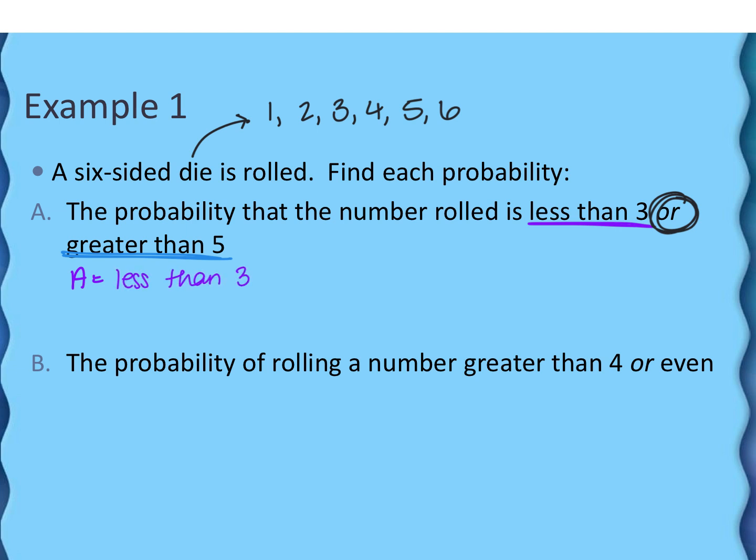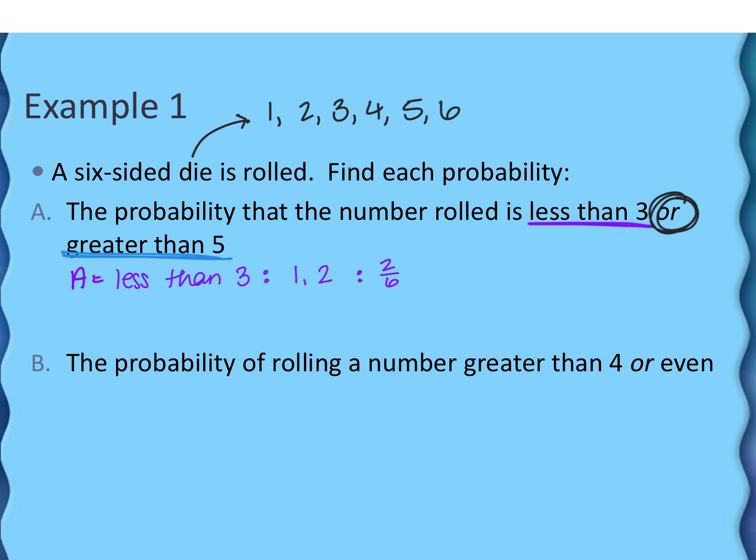So if I'm looking at event A, what numbers are less than 3? What are my numbers? Good, I have 1 and 2. So what's my probability? 2 out of 6. Okay, that's what I have. So now let me go ahead and look at the next one.